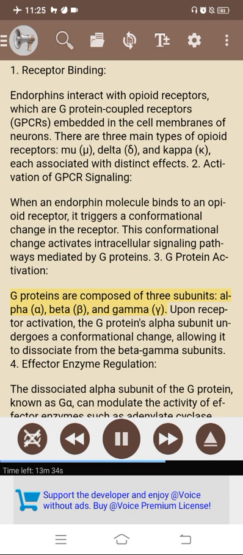3. G protein activation. G proteins are composed of three subunits: alpha, beta, and gamma. Upon receptor activation, the G protein's alpha subunit undergoes a conformational change, allowing it to dissociate from the beta gamma subunit.